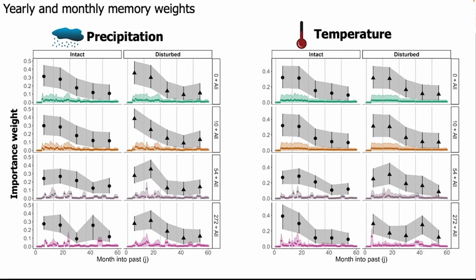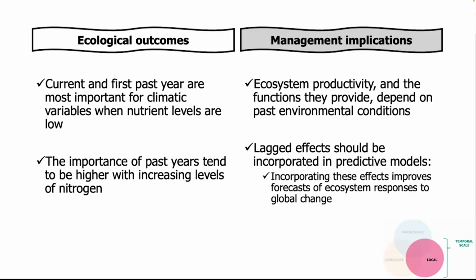It's not a lot for intact and disturbed. The difference is not as much, but there's still, when we get really high nitrogen, high nutrients, it's just hard to predict what's happening in that community. It's really with respect to what that community is dominated by. So ecological outcomes: more or less the current and the first past year are really important, but that relationship changes as we move forward with higher nutrients.